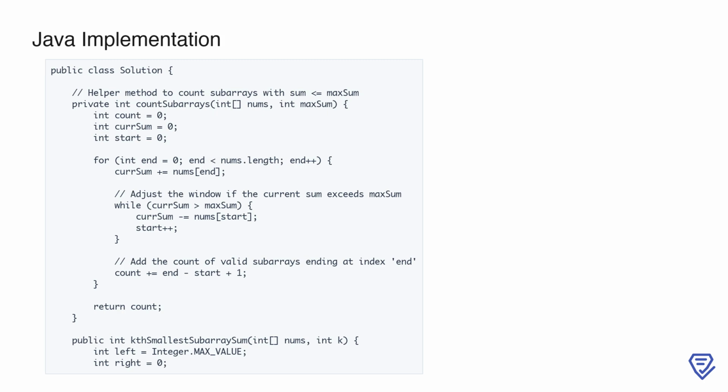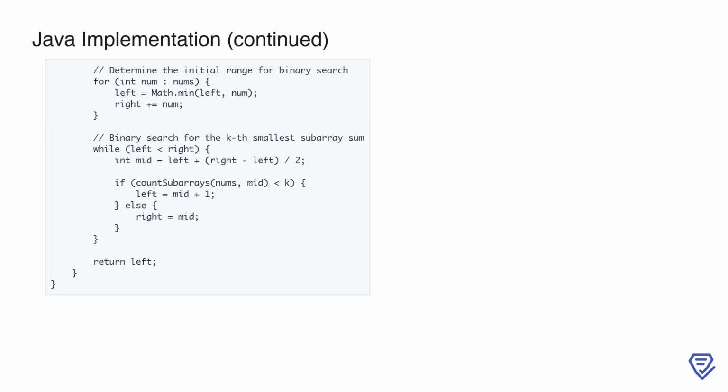After defining this helper method, we begin implementing the main method kth_smallest_subarray_sum, where we initialize two variables, left and right. Left is set to the smallest possible subarray sum, and right is set to the largest possible subarray sum. To determine the initial range for binary search, we iterate through the array. For each element, we update left to the smallest number in the array, and right to the sum of all elements in the array, representing the largest subarray sum.